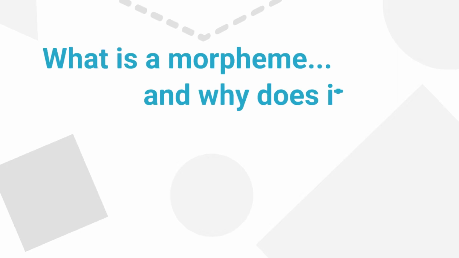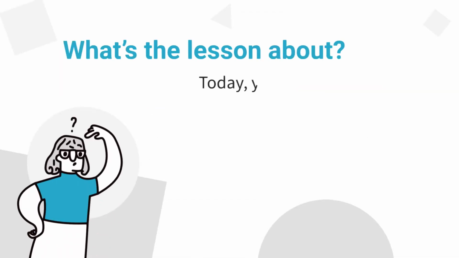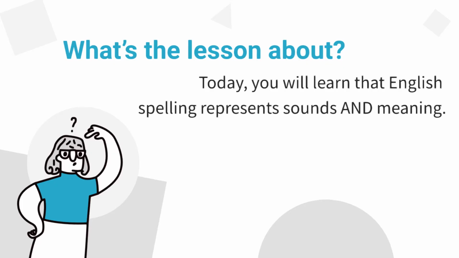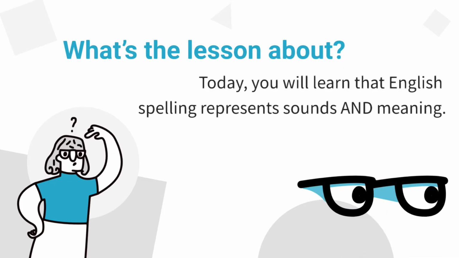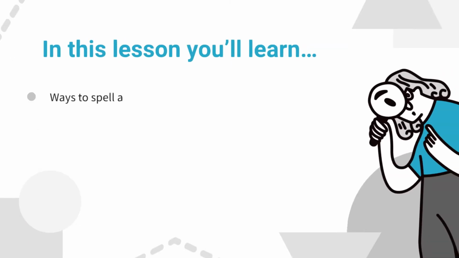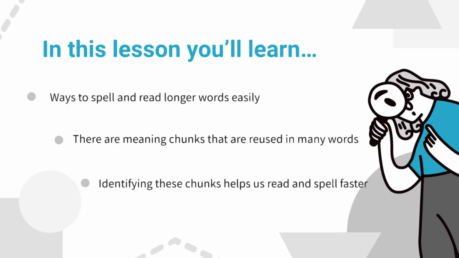What is a morpheme and why does it matter? What's the lesson about? Today you will learn that English spelling represents sounds and meaning. In this lesson you'll learn ways to spell and read longer words easily. There are meaning chunks that are reused in many words, and identifying these chunks helps us read and spell faster.